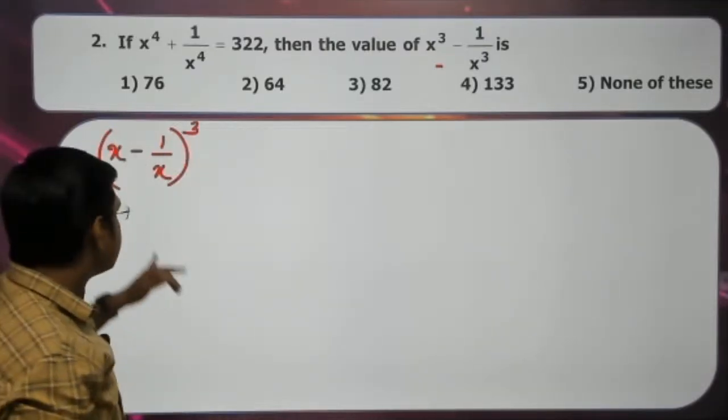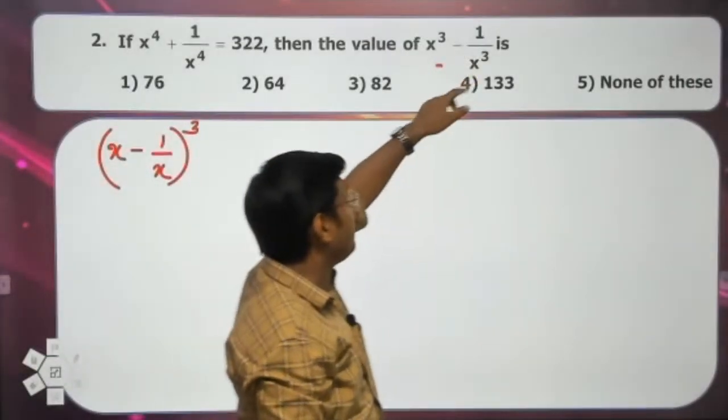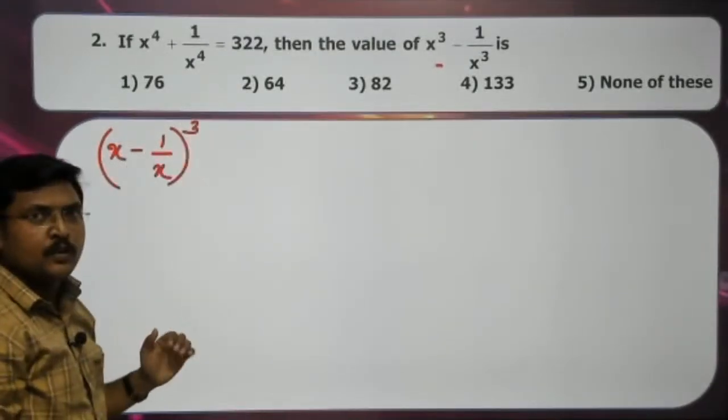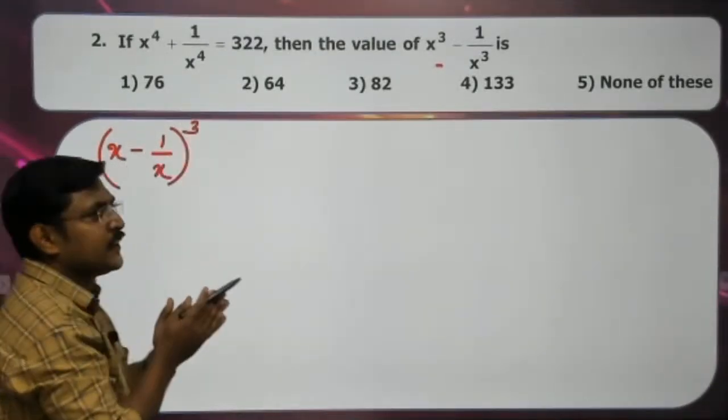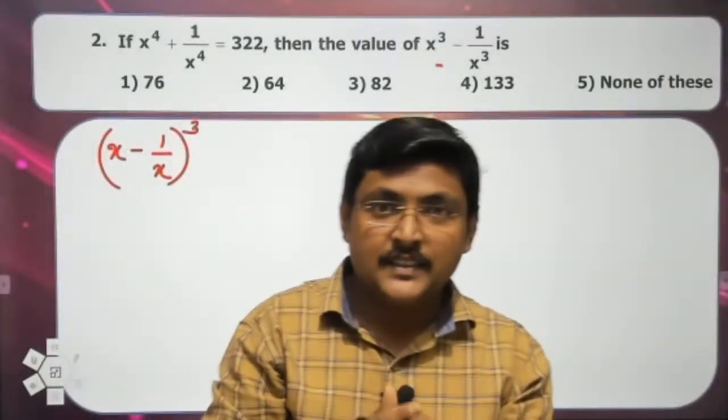Simply we can say, what is a minus b the whole cube? To make this frame x cube minus 1 by x cube, that is why I am using x minus 1 by x the whole cube. What is x minus 1 by x the whole cube? We know that a minus b the whole cube is equal to a cube, since it is minus.